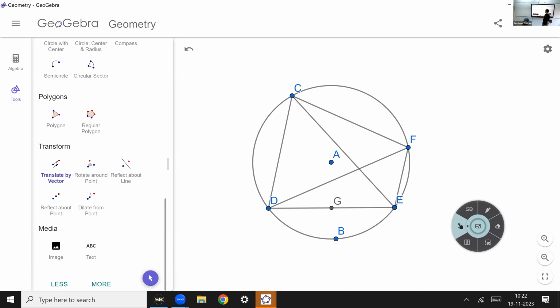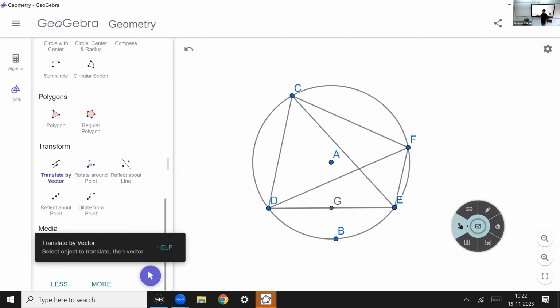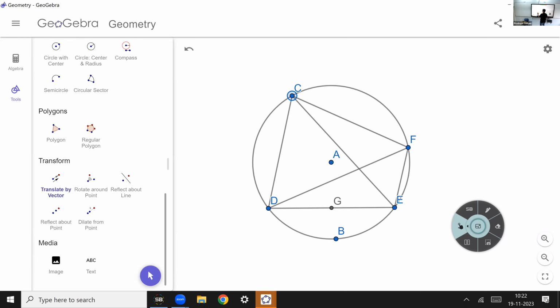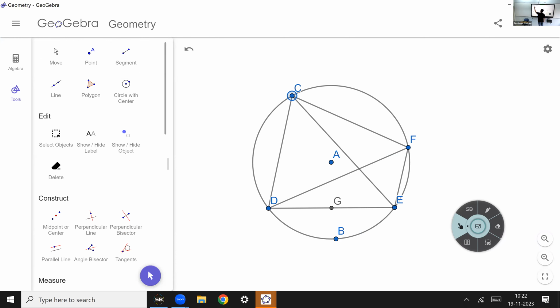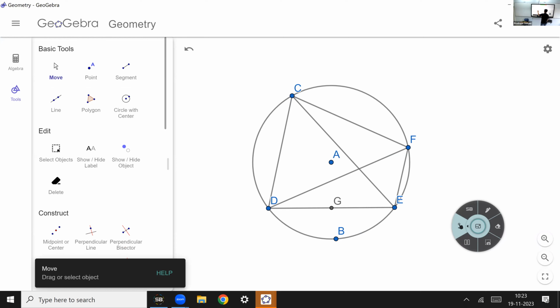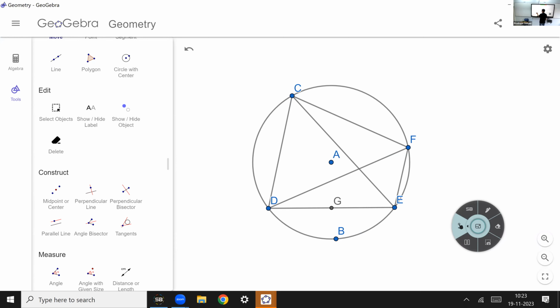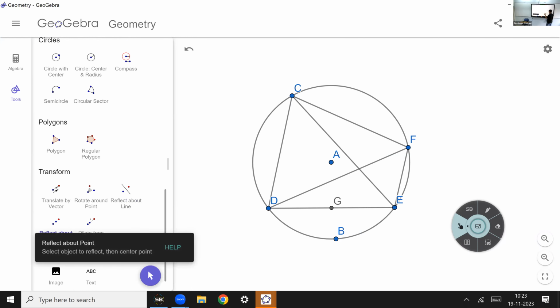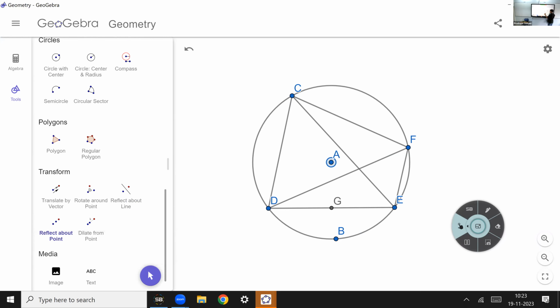So what do I have to say? Translate. And see, it is giving the prompt to select the object to translate. What is the original object and what is the vector? I am going to select the point C as the original object. And I need to first construct the 2G segment. Let me do that first. The best way to do that is again through an operation. If I reflect A in point G, you see that this A dash is the vector of twice the distance of AG, because G is the midpoint of that.